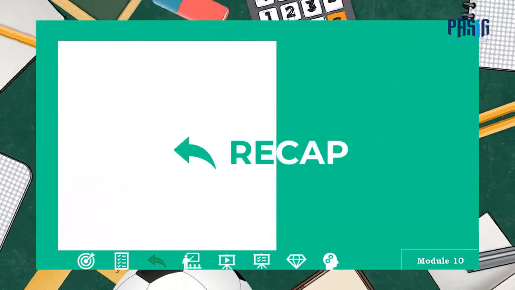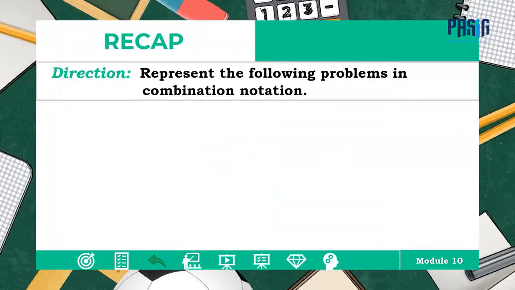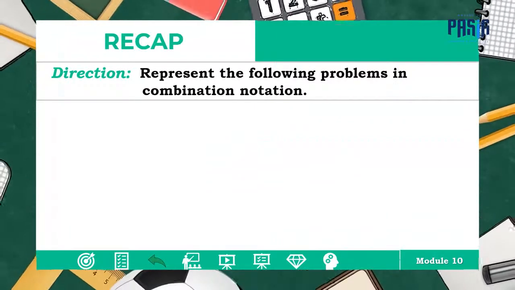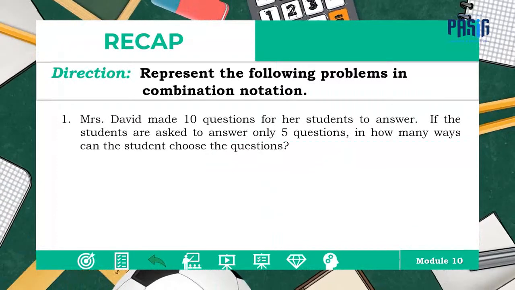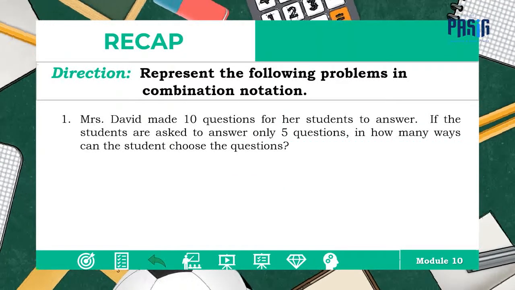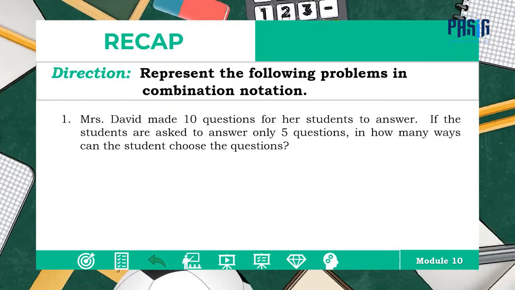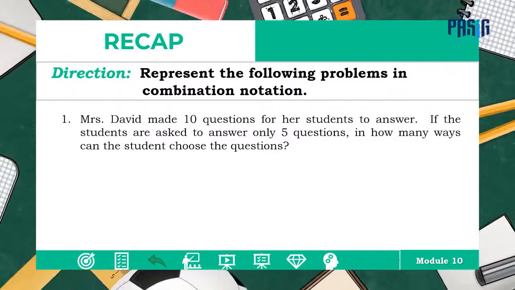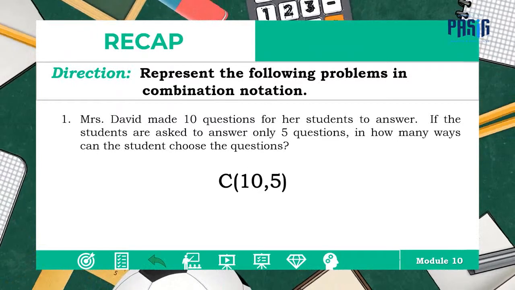Let us have a recap on what you have learned on the previous lesson. Direction: represent the following problems in combination notation. Number 1. Mrs. David made 10 questions for her students to answer. If the students are asked to answer only 5 questions, in how many ways can the student choose the question? Correct. The combination of 10 taken 5 at a time.